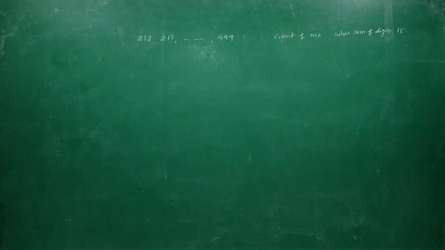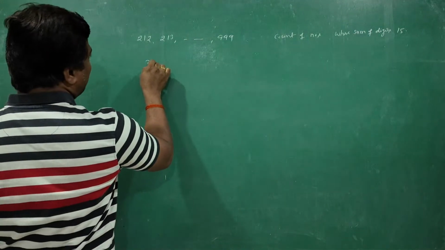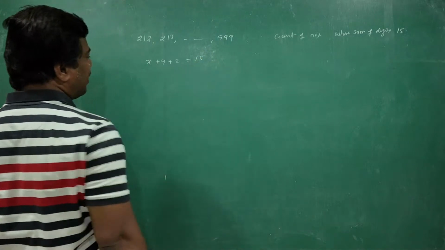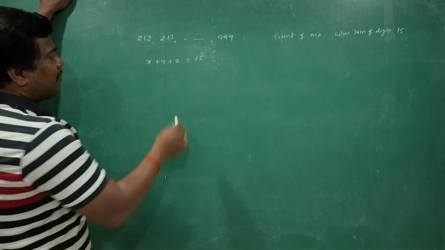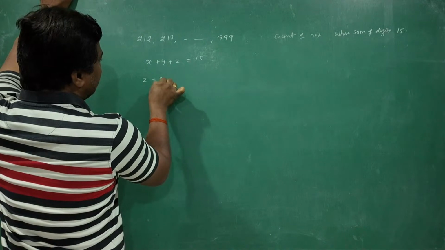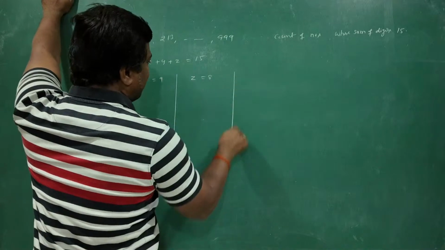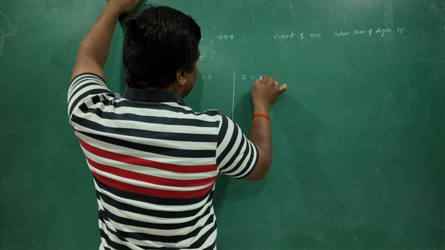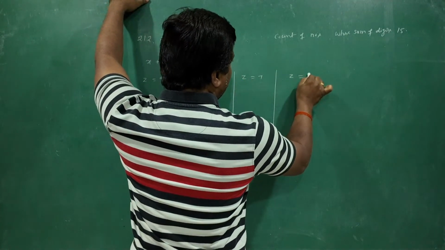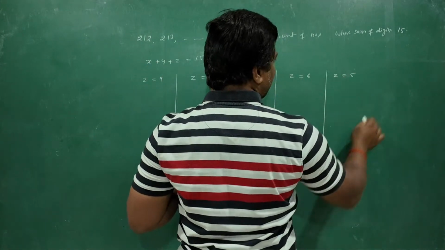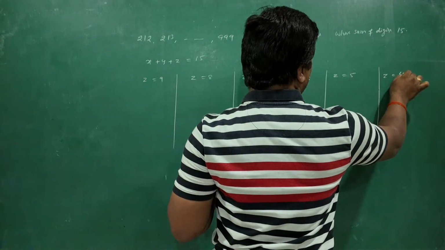Yes. You have 3-digit numbers, x plus y plus z. That should be 15, right? In case the value of z: first case z equal to 9, next z equal to 8, z equal to 7, z equal to 6, z equal to 5, z equal to 4 and so on.